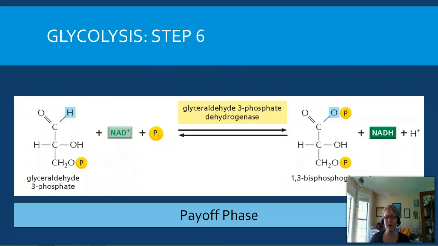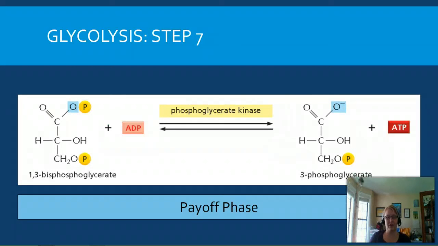Now remember, we're going to have this process occur twice because we have 2 G3P molecules at this point. So everything from step 6 on is going to occur twice, even though we're only going to talk about it happening once. So in this step, what we see here is the NAD plus is going to gain an electron, and we're going to lose that phosphate group to make NADH. And so we end up with 1,3-bisphosphoglycerate. So the new sugar has 2 phosphates, and NADH has come off and now has a charged electron that it can take to the electron transport chain to use.